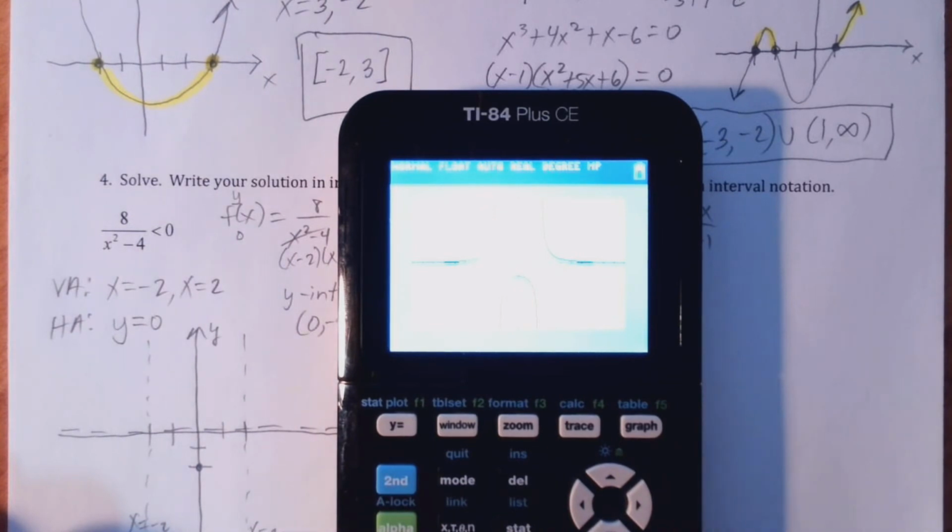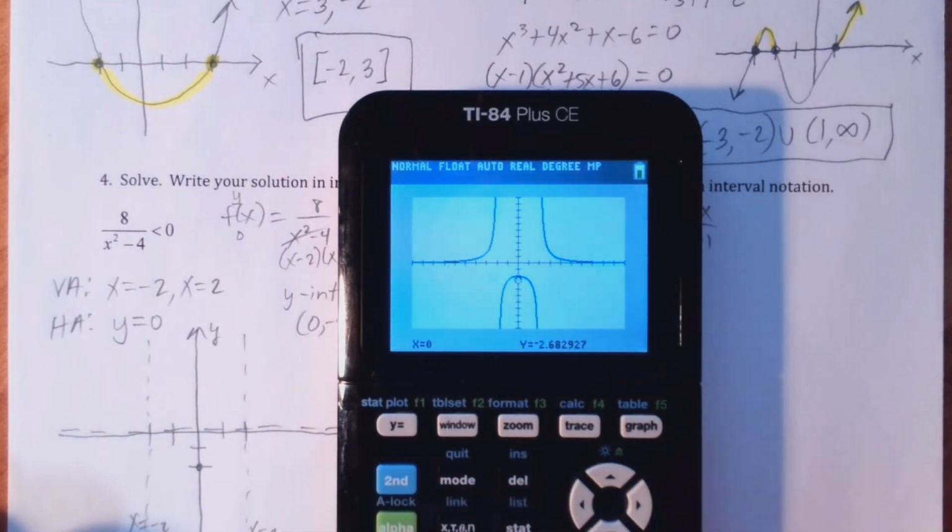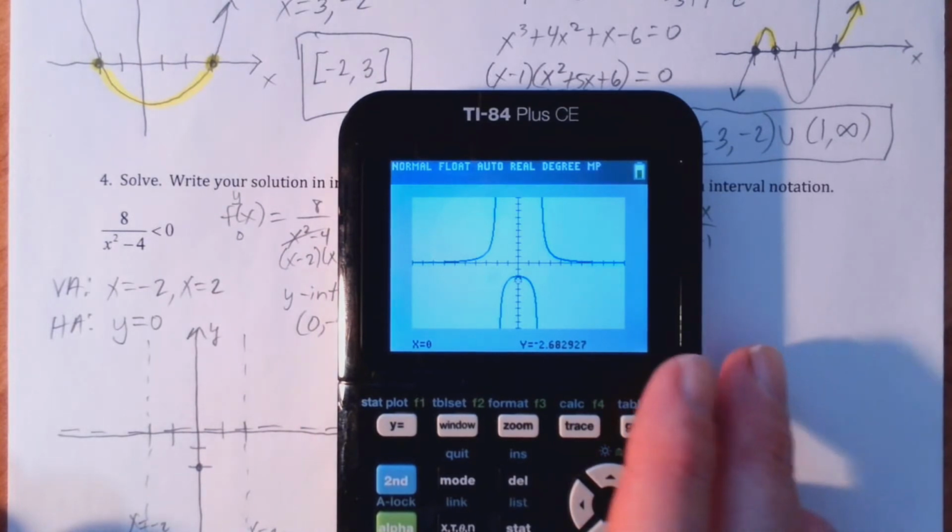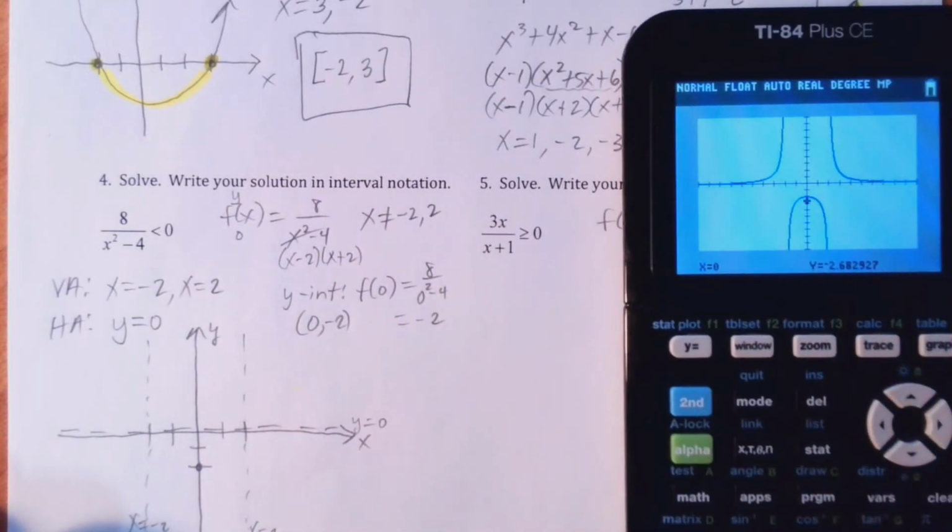Let me try something here. Second, let's make it more dark. I think it maybe is too bright. There we go. All right, that was the problem. It was too bright. Okay, so you can see we knew we had a horizontal asymptote at y equals 0.